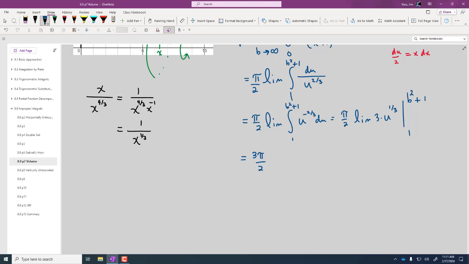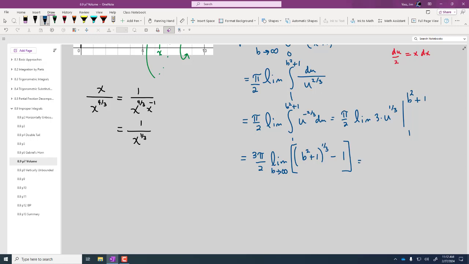All right, and then we have limit. Now, this limit, remember, is as b goes to infinity. So let's get that back on there. And let's see, what's left? We plug that in right there. We get b squared plus 1 to the 1/3 minus 1 to the 1/3. 1 to the 1/3 is just 1.